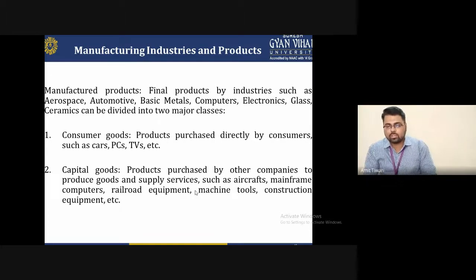So there are two major classes for manufactured products. The first is the consumer product, which is generally available in the market. Home appliances we purchase are under the category of consumer goods. And if it is used for commercial purposes, under the government or private sector, for purchasing or manufacturing goods, to provide a service and make a profit, such as railroad or rail machines, machine tools, and construction equipment, it is under the category of capital goods.